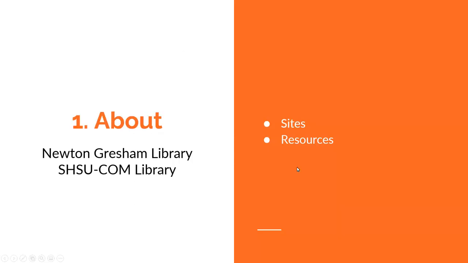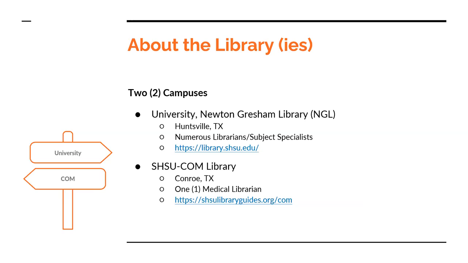Part 1 about the libraries, giving you a broad look at library sites and resources. So technically speaking, there are 2 SHSU libraries, but they're quite different from one another. In terms of physical space, there are 2 library sites. There is the University Library, known as the Newton Gresham Library, or NGL, located on main campus in Huntsville, Texas. This is the principal library where physical items, services, and library personnel are housed. So to access NGL online, you can start from the university's homepage and locate a link to NGL at the bottom of the page in the resources box.